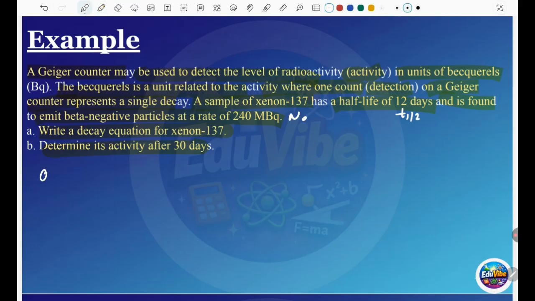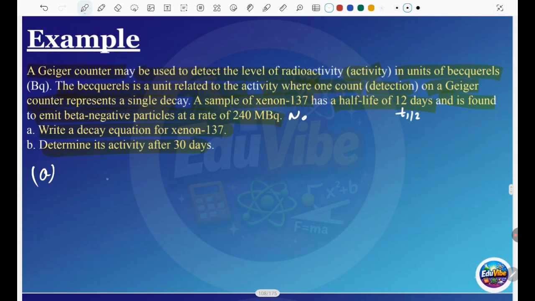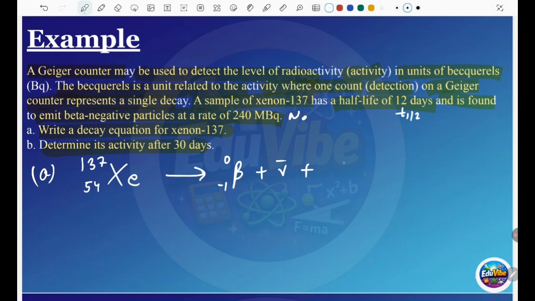So firstly for A, you have to make the equation for that. So we have Xenon 137 and we have 54 as the atomic number of this. This is a beta negative decay. So this plus an electron, you will get 137, 54 plus 1 is 55, and you have Cs in that. So this is a simple formula.